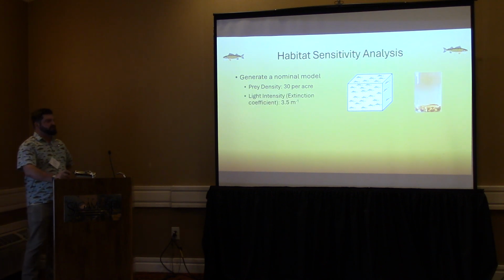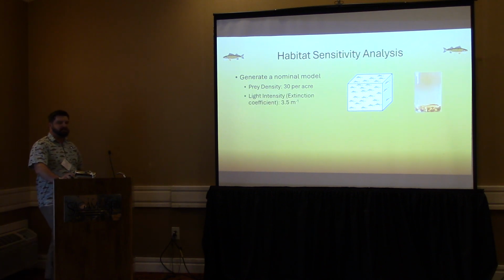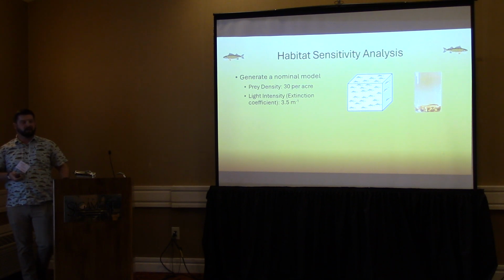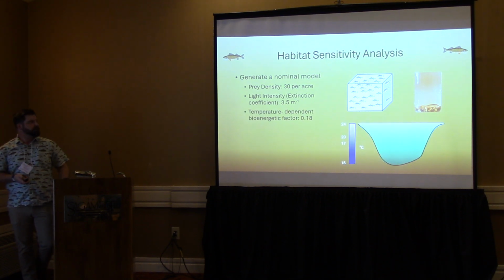The light intensity extinction coefficient was approximately 3.5 per meter, so essentially that's how much is being pulled off as you go down, in Beer's law using K. And then finally, our temperature-dependent bioenergetic factor was 0.18, or about 18% of that energy was being pulled off and allocated toward somatic growth increase.